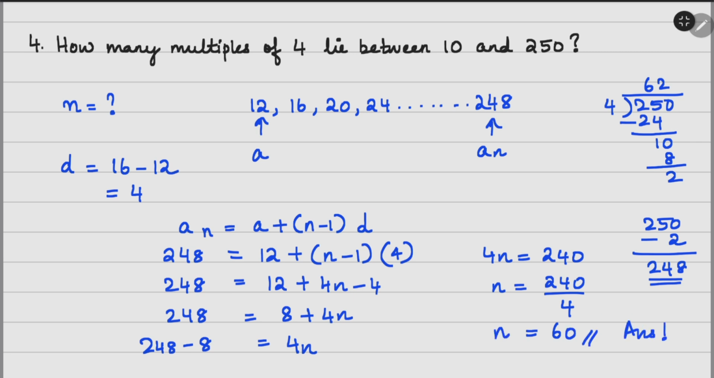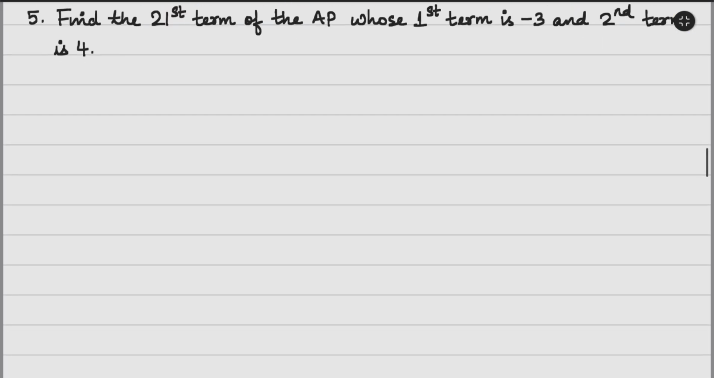So how many multiples of 4 are there between 10 and 250? You have totally 60 terms. 60 numbers which are multiples of 4 lie between 10 and 250. Right? So this is how you have to do any kind of question. In case the same question is asked and you have to check how many multiples of 3 lie between 10 and 250, you can do it as homework and you can comment your answer below. Okay? Let's move on to the next question.